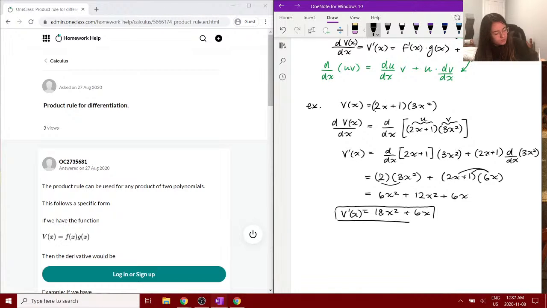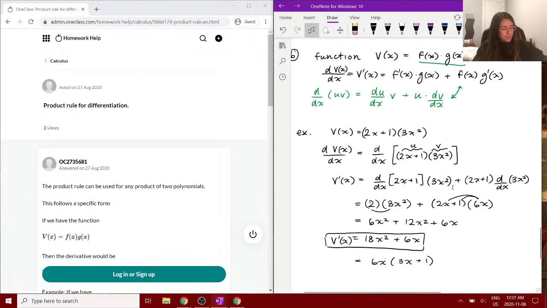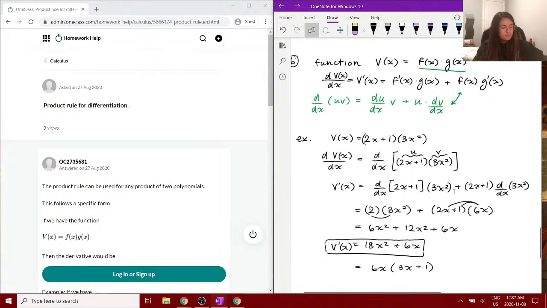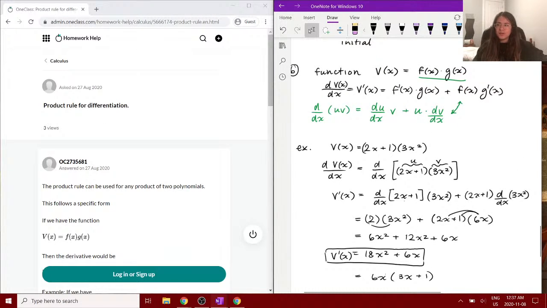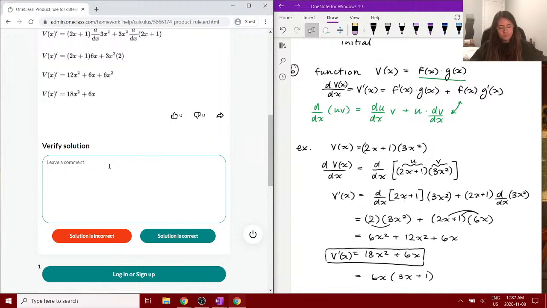You don't really have to factor if you don't want to. You could do something like this. However, I don't think it's necessary for this question. It depends on what you're doing. But if you want to, that would be the answer. And yeah, so that is the application of the product rule. So let's look at what they wrote here. And we got the same answer. So that's correct. Good work.